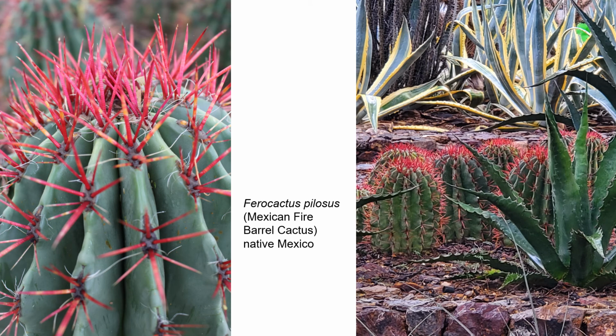The fiery pinkish-red thorns of this Mexican fire barrel cactus add a dramatic splash of color to an ornamental landscape, either in the ground or in a container. And the thorns here look particularly dramatic in contrast to the yellow stripes on the variegated century plant in the background.